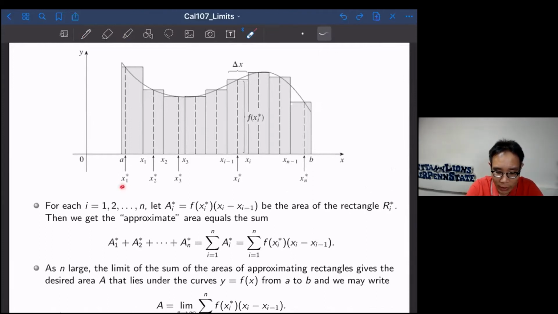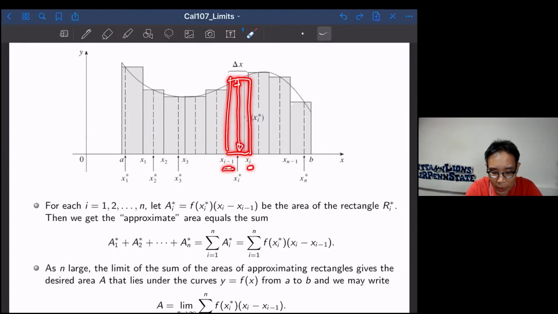Okay, so you're gonna have to divide your interval AB into n pieces, like in this case, and you find the area of the rectangle. Okay, so you have the area of the rectangle that I represent in terms of A1 star, A2 star, and AN star. What is the area of the rectangle? It's gonna be just the width times the height. So if you look at this rectangle, the width turned out to be xi minus xi minus 1, and the height will be just f of xi star.